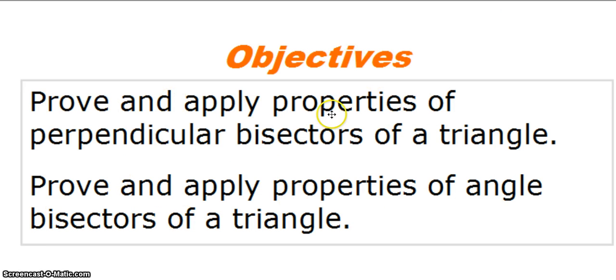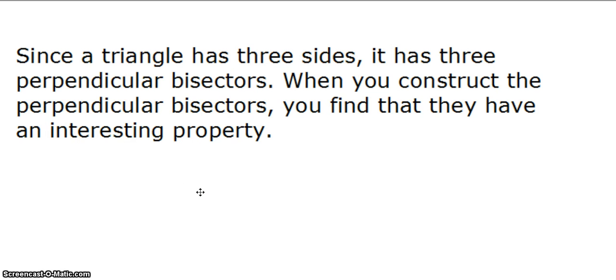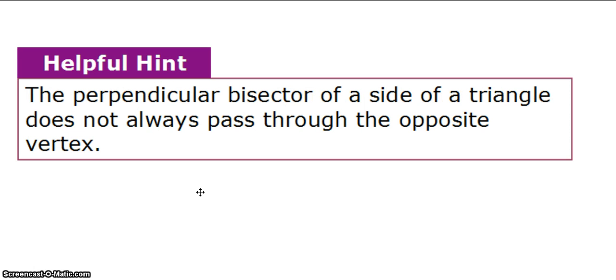Okay, so here are the objectives today: to prove and apply properties of perpendicular bisectors of a triangle, and prove and apply properties of angle bisectors of a triangle. Since a triangle has three sides, it may have three perpendicular bisectors. Each side is bisected with a perpendicular segment. When you construct perpendicular bisectors, you find that they have an interesting property.